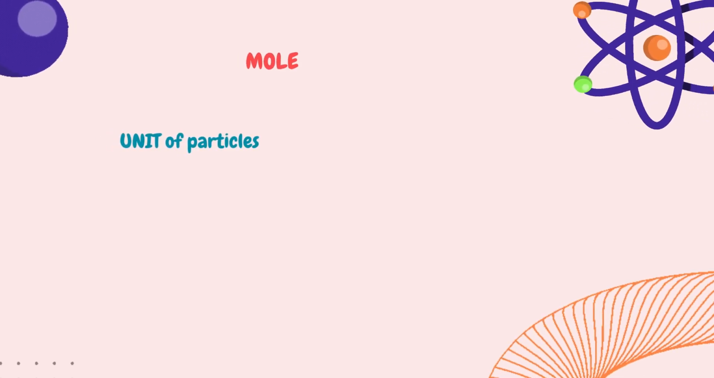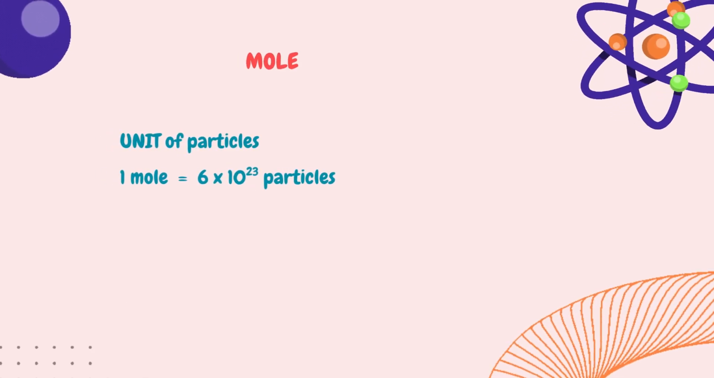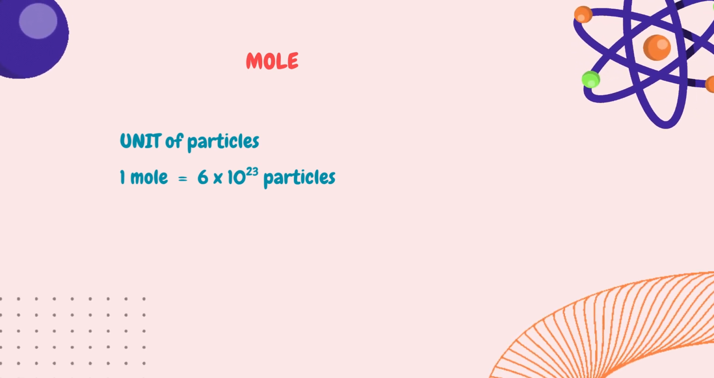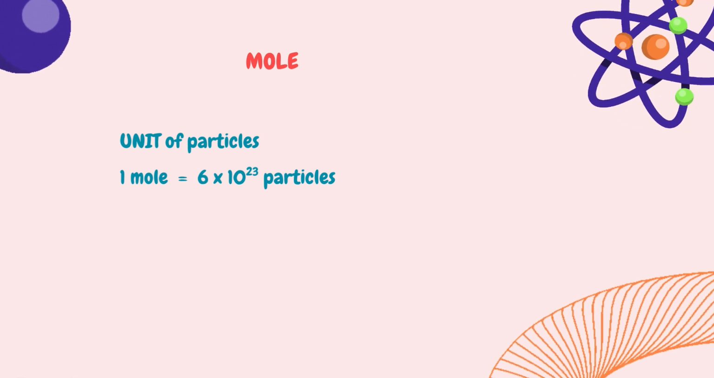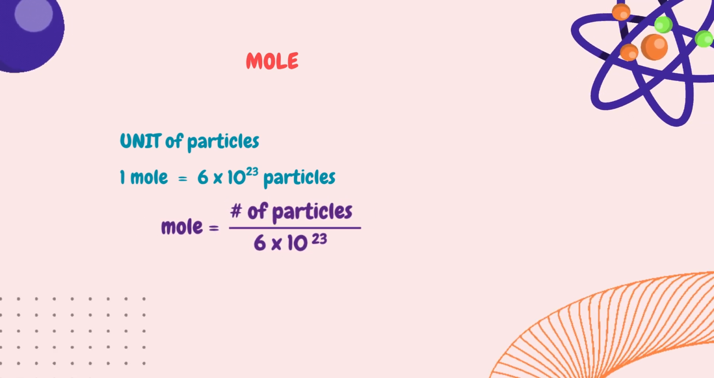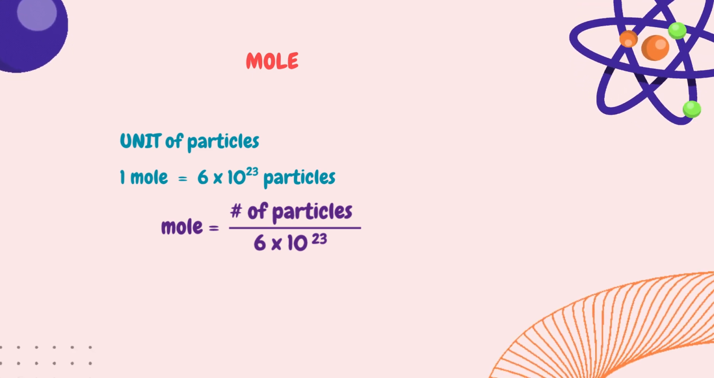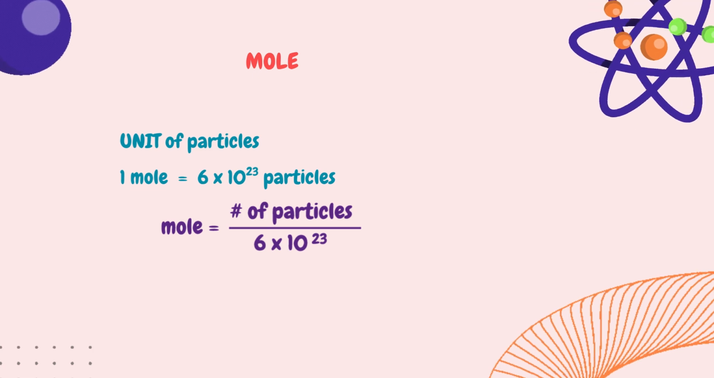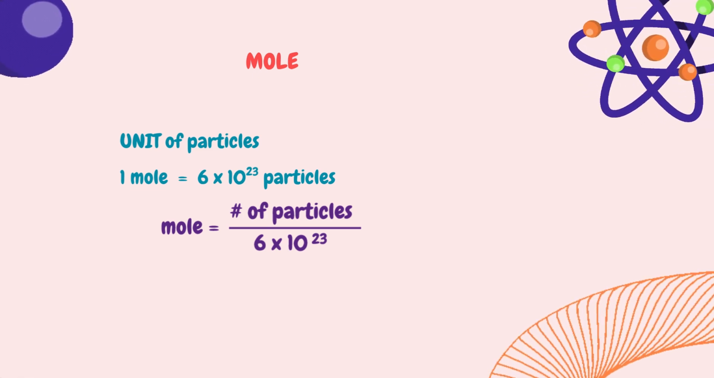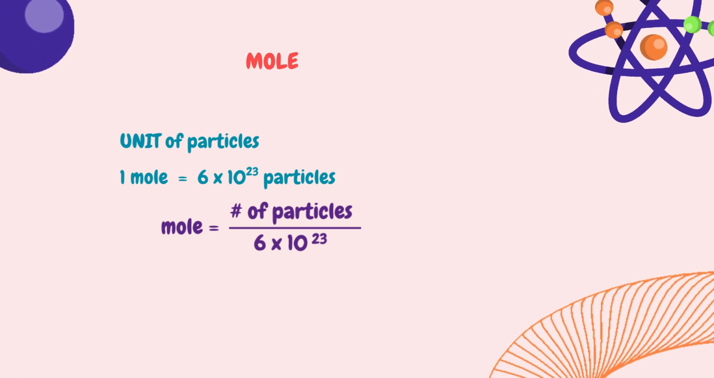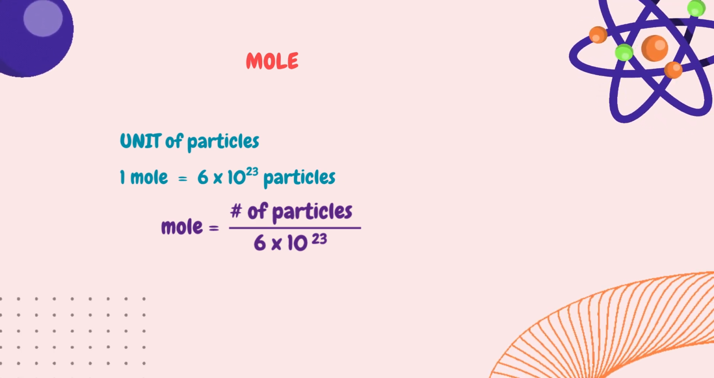To recap, a mole is a unit of particles. 1 mole of a substance contains 6 times 10 to the power 23 particles. The relationship between the mole of a substance and the number of particles is mole is equal to the number of particles over 6 times 10 to the power 23. 1 mole equals 6 times 10 to the power 23 particles, a bridge between the microscopic and the measurable. That's the heartbeat of every chemical equation.